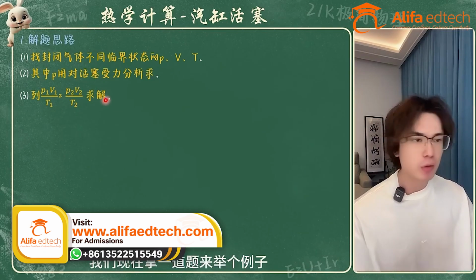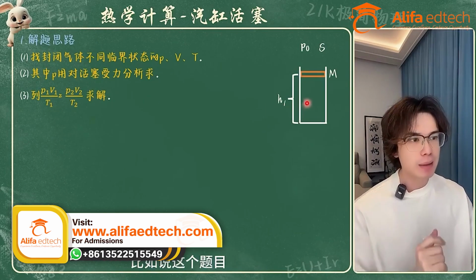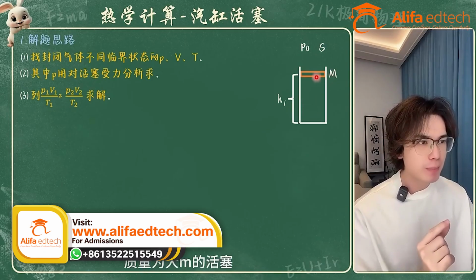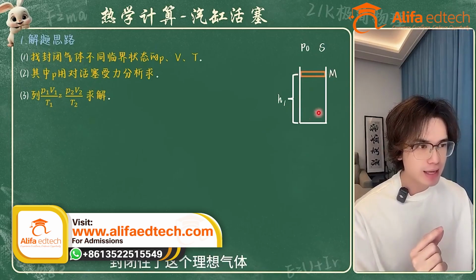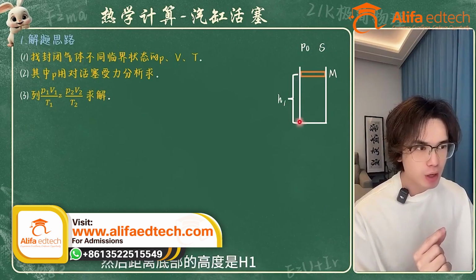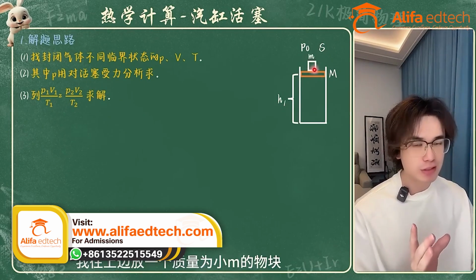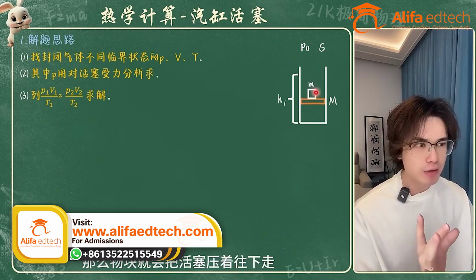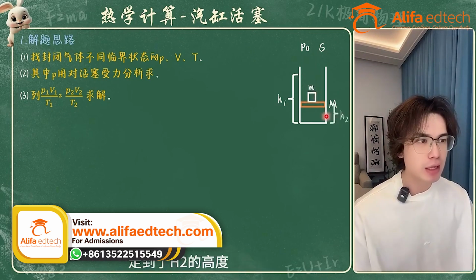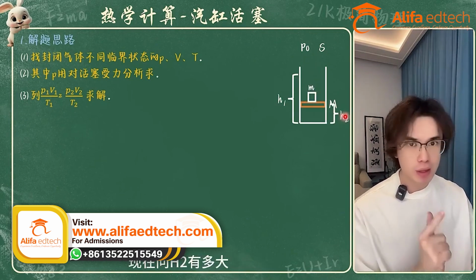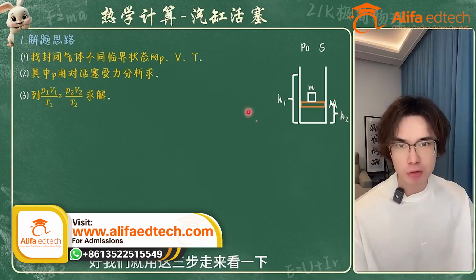Now, let's take a sample question as an example. Let's look at this problem. A piston with mass m seals this ideal gas, and the height from the bottom is h1. Now, if we place a block with mass m on top, the block will press the piston down, moving it to a height of h2. Now, the question is, what is the value of h2? Let's use the three-step approach to solve this.